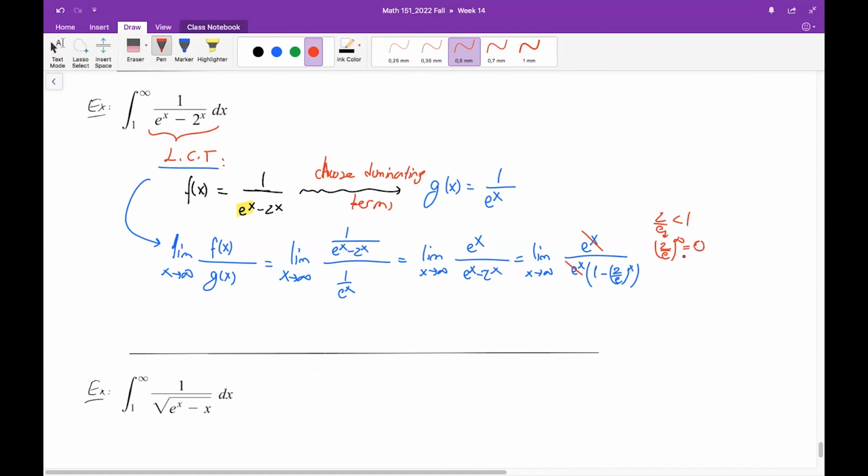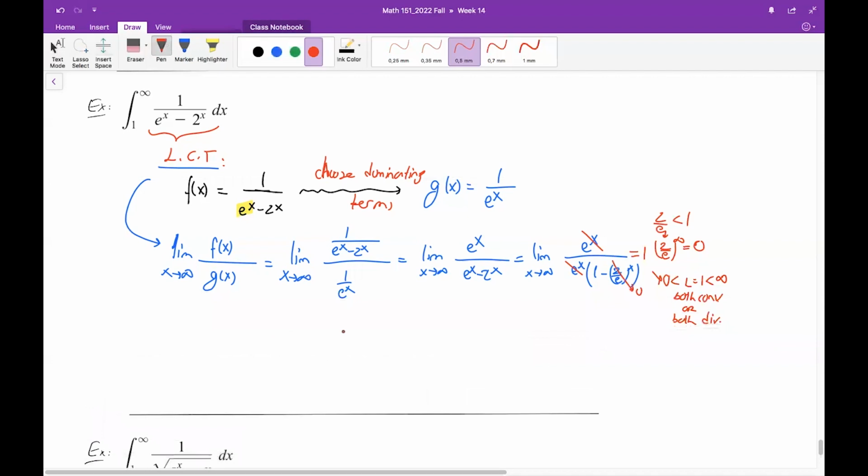Because every time you increase the power, the value of this rational number gets smaller. That's why this part goes to 0 as x goes to infinity. So the result of the limit is 1. Okay? So you obtain again some limit L between 0 and infinity, which shows by the limit comparison test that they both converge or both diverge. That's why I will investigate the behavior of the g of x function.